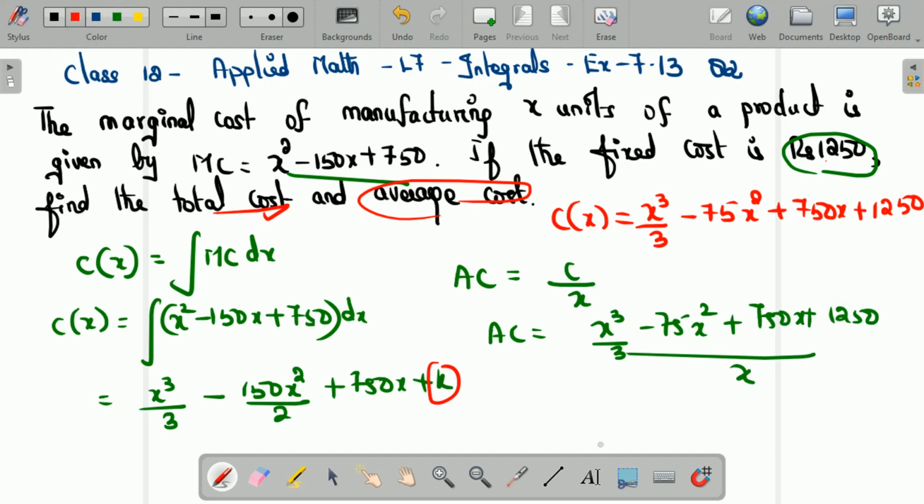So, every term we are dividing by X. So, AC or the average cost is going to be X squared by 3 minus 75X plus 750 plus 1250 by X.